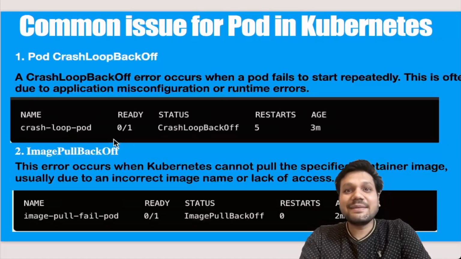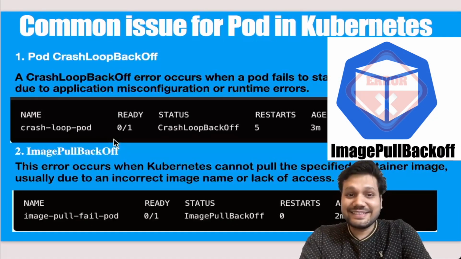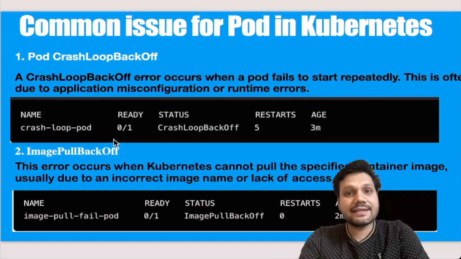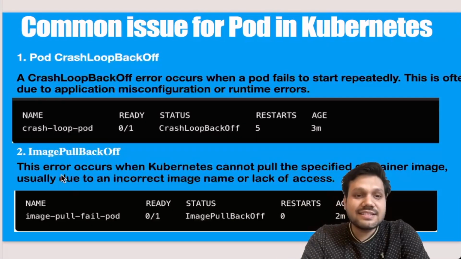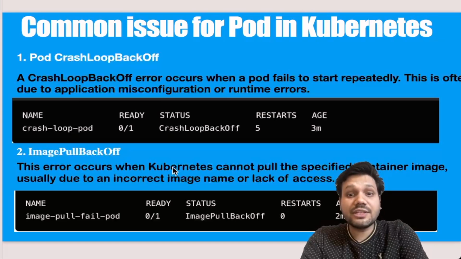Now let's discuss ImagePullBackOff. This error occurs when Kubernetes tries to pull the required image from the artifact repository, either Docker Hub, Nexus, or any other repository. You can see here that this error occurs when Kubernetes cannot pull the specified container image, usually due to an incorrect image name or a lack of access.